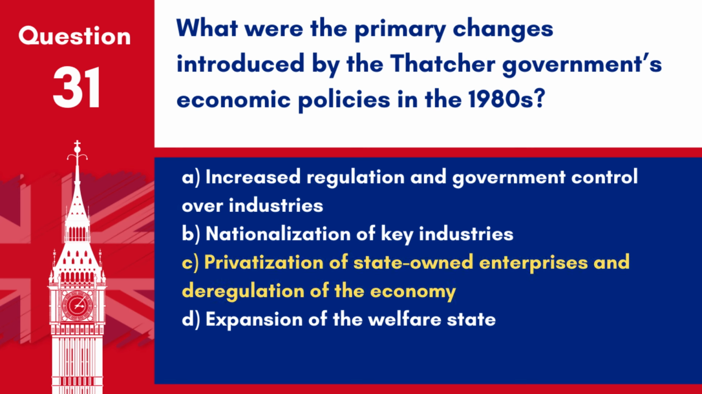Answer C. Privatisation of state-owned enterprises and deregulation of the economy. The Thatcher government introduced significant economic policy changes in the 1980s, including the privatisation of state-owned enterprises, deregulation of the economy, and reduction of the power of trade unions, aiming to reduce the role of the state in the economy.